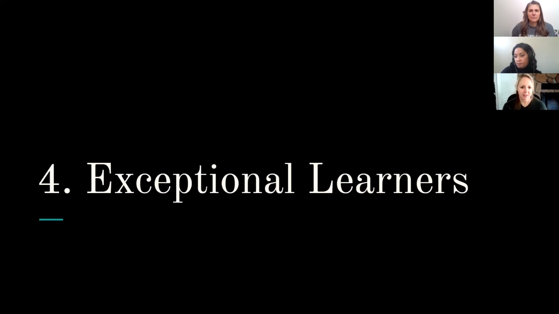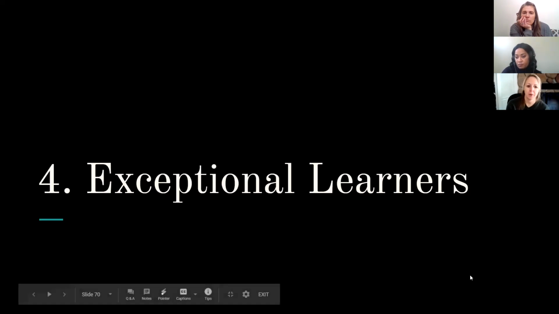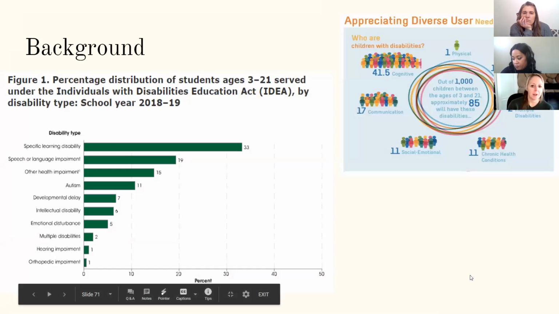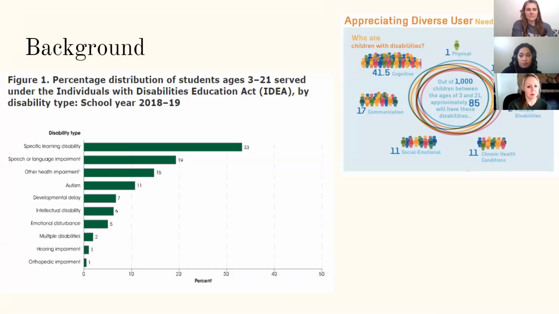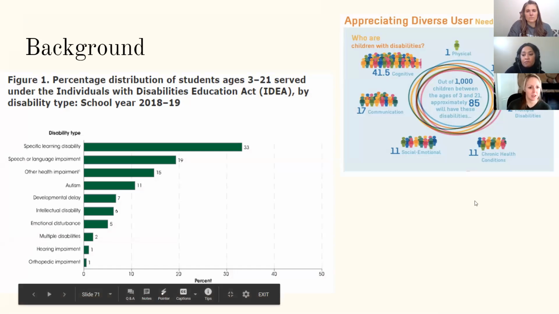Another category is exceptional learners. With exceptional learners, there are a lot of things we want to keep in mind. A little bit on the background. Basically, this focuses on all school-age children, ages 3 to 21, not just early childhood. It looks at the specific disabilities and the percent in school, and this was in 2018, 2019.